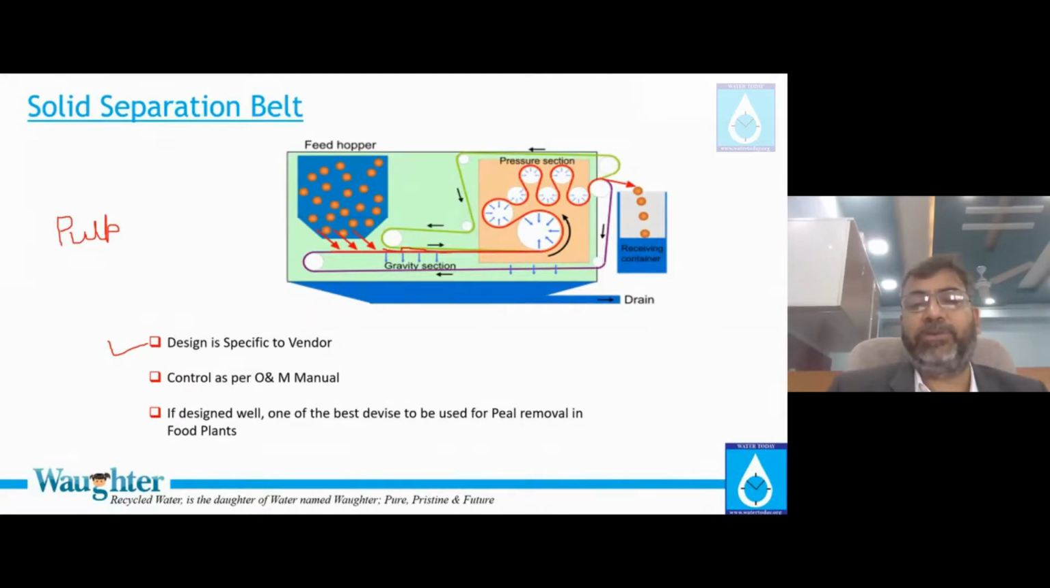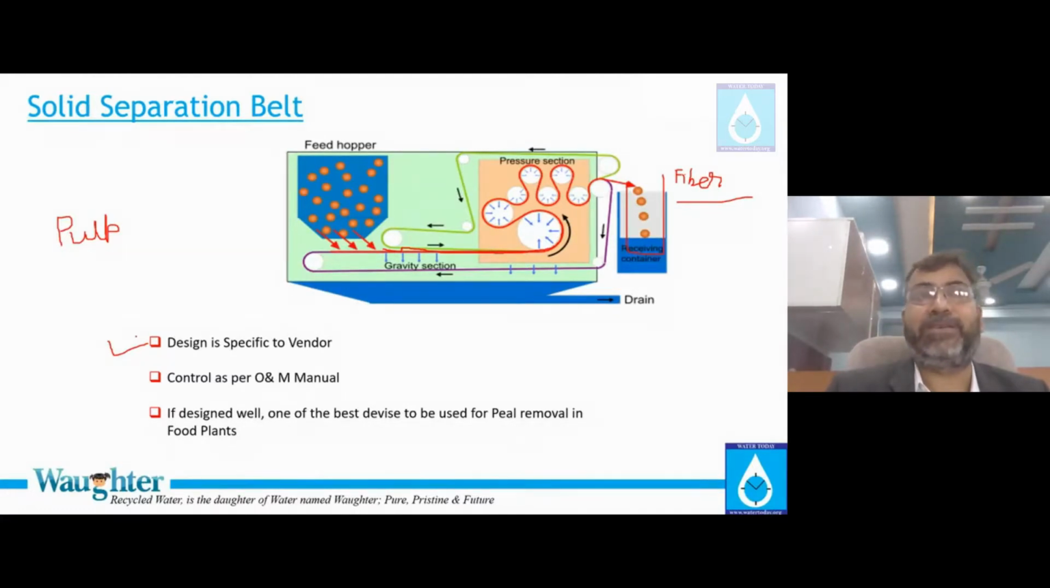The water goes out, and what you get here in a paper industry is typically fiber. Now fiber is a value for them. Please understand, fiber is a product by which you make the paper. So if the fiber is coming in the drain, the first thing you do is put a solid separation belt and recover the fiber. Otherwise, this fiber is a problem in both the primary clarifier and the aeration tank.